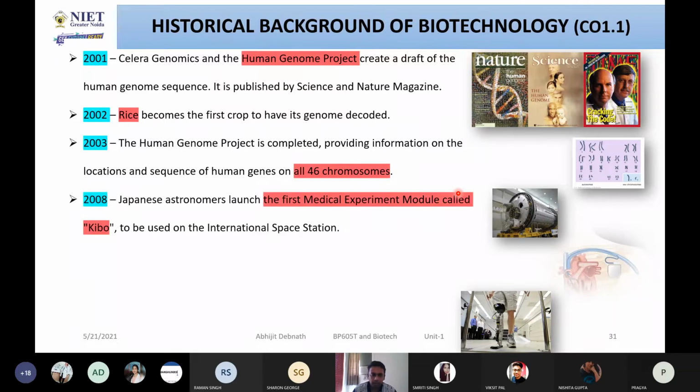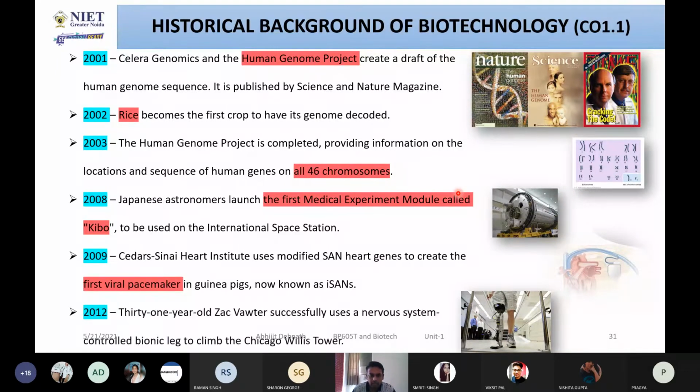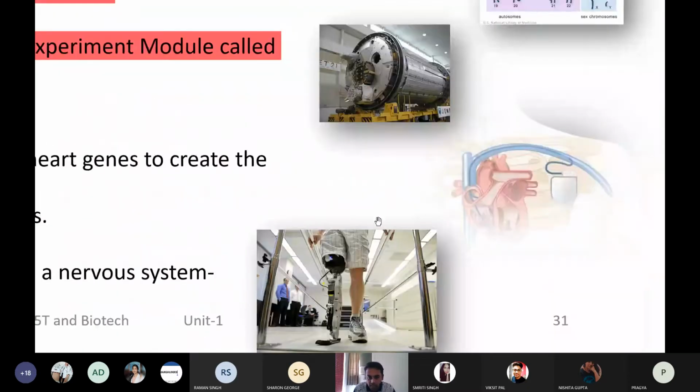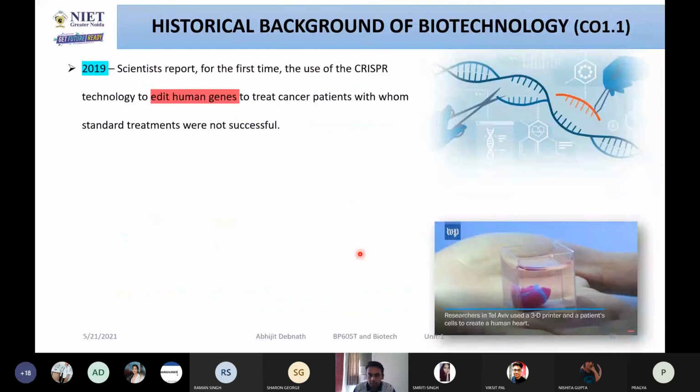After some time, in 2008, the scientists or astronomers of Japan did one experiment in space, on the International Space Station. It is called Kibo. They tried to see how human or biological activity happens in the ISS. After some time, I have told you, the first viral pacemaker was introduced in a pig, and then one person with his artificial leg actually climbed up a tower in Chicago. He was successful, and our biotechnology was also successful.